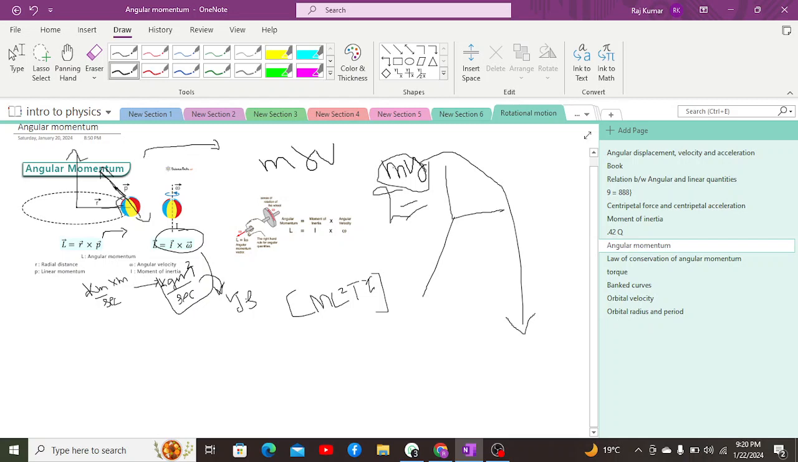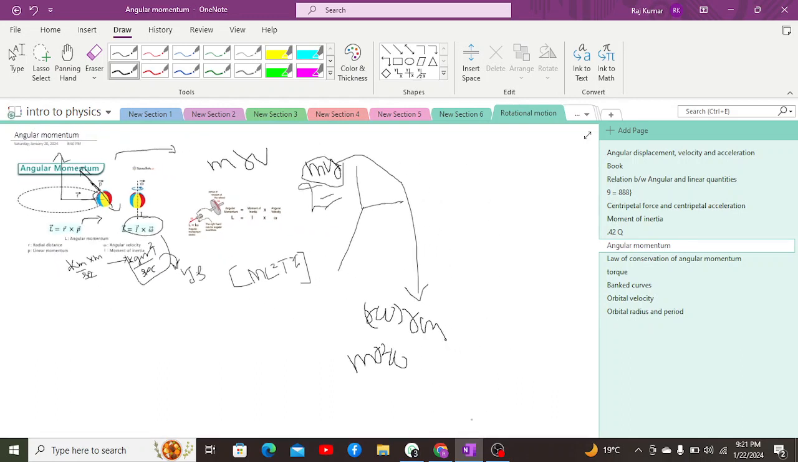Now here, we know that the value of V is what? V is equal to Rω, so V is Rω into R M. Now when you write the value, it will be equal to MR²ω. As a result of this, this will be formed. Now, MR² is equal to the moment of inertia, and ω is the angular velocity. So Iω can also be written as the value of angular momentum.